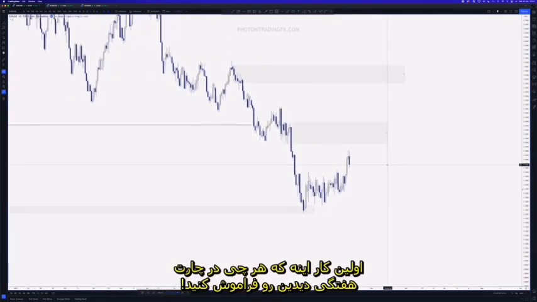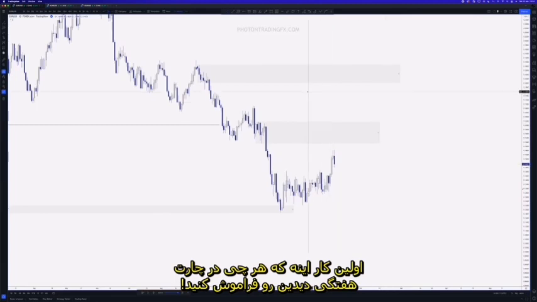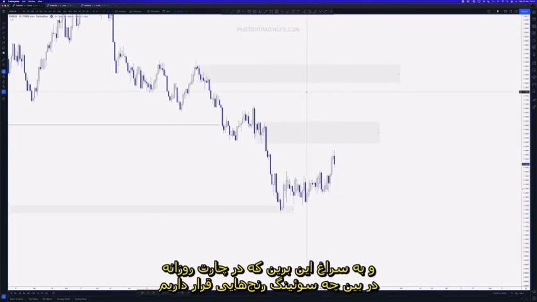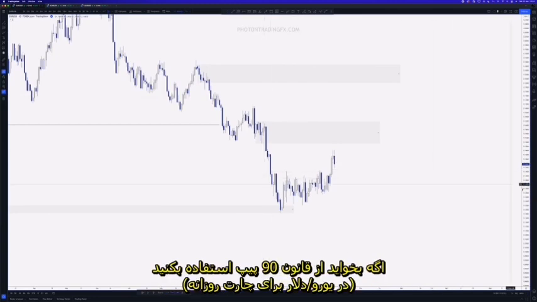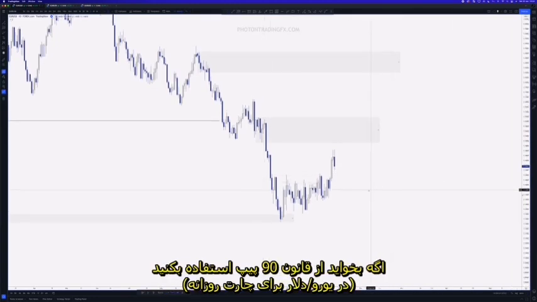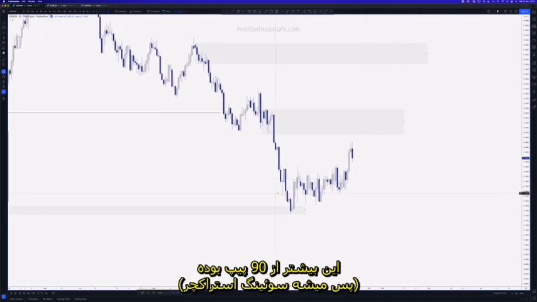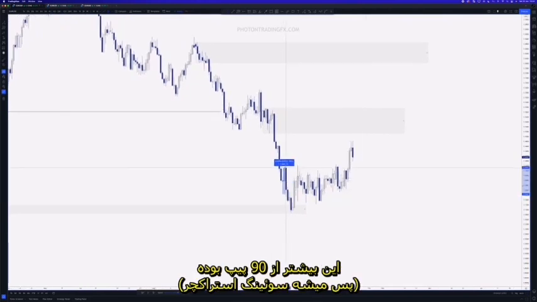Okay, so again, first thing you want to do, almost forget what you've seen on the weekly chart and just make sure you know what swing range you are playing within in the daily. Now, if you use the 90 pip rule for the daily chart on this pair, then this is more than 90 pips, okay? So that would be swing structure for you.